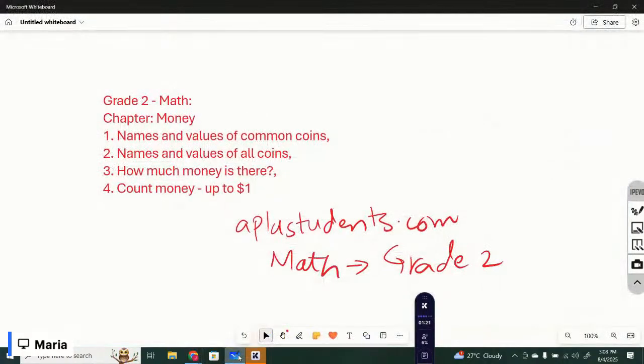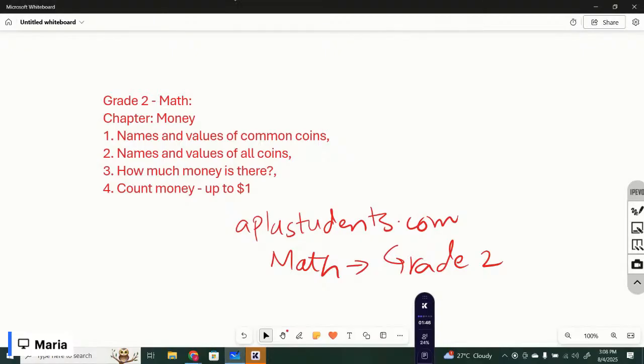So we are here for grade 2 math. You can find all the lessons on apstudents.com. You have to log in there using your email address and password as provided by the administrator. Then you have to select math from the subject tab, scroll down to grade 2 math, and then click on view all lessons. There you can find a list of the chapters.